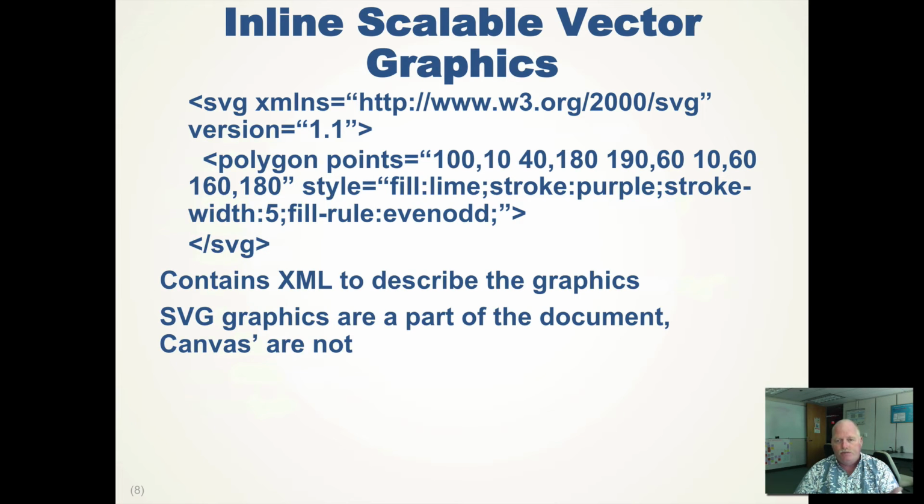The benefit of scalable vector graphics is that the graphics are part of the document. They're actual XML that can be manipulated, whereas the graphics in the canvas are manipulated by applying scripting to the canvas. So it's not like you know that there's a polygon in the canvas, it's just because the script put one there. Which way you want to go is up to you, and which browsers support it is also a question.